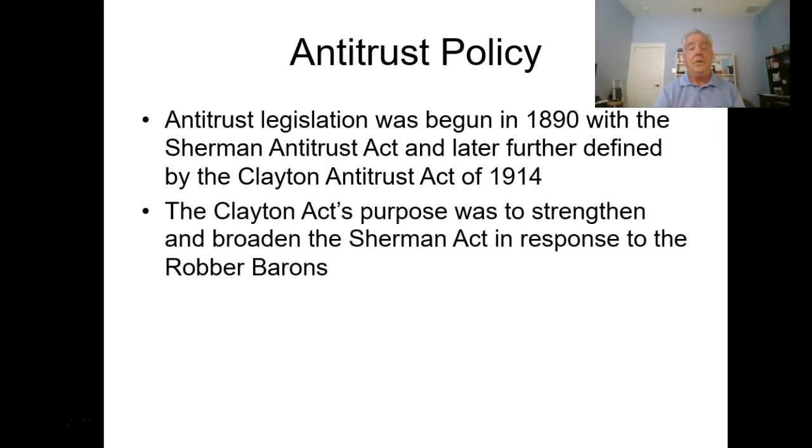So the purpose of the Clayton Act was to strengthen the Sherman Act in response to these robber barons that we talked about in the last chapter. They needed to put teeth in the law so that they could go after these companies. So they added things like restraint of trade. Okay.